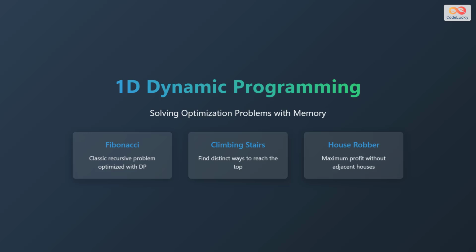Let's dive into 1D dynamic programming, a powerful technique to solve optimization problems efficiently. In this video, we will explore how to solve problems using the concept of storing results in memory, instead of recomputing every time to improve the performance. We will look at classic examples like the Fibonacci sequence, climbing stairs, and the house robber problem.